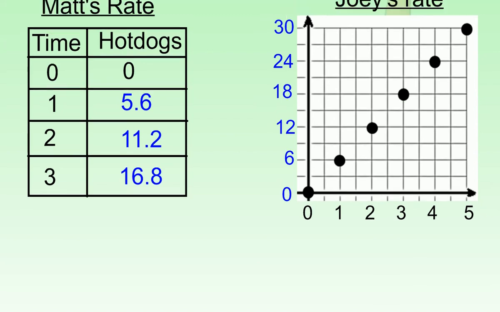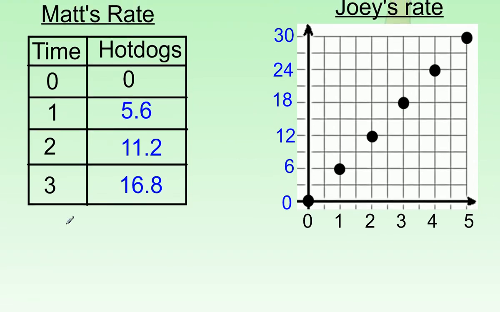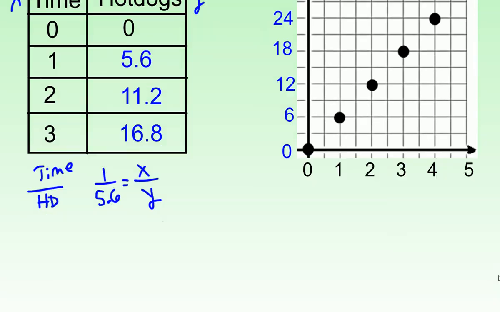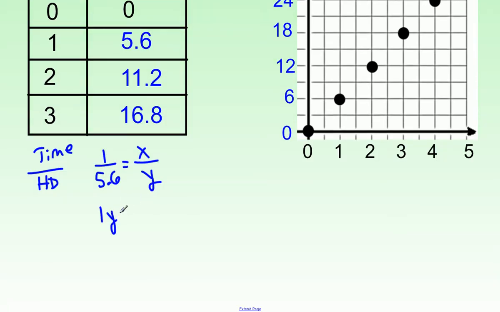So this is Matt, right? Yes. Matt, let's see. Well, the time over hot dog, X, Y. So in 1 minute, he ate 5.6 hot dogs. So in X minutes, he'll eat Y hot dogs. We cross multiply. 1y equals 5.6x. We don't need the 1 out front, so that gives us Matt's rate. Every unit of time, he ate 5.6 hot dogs.